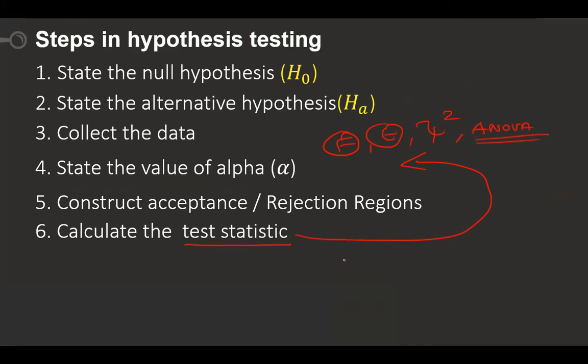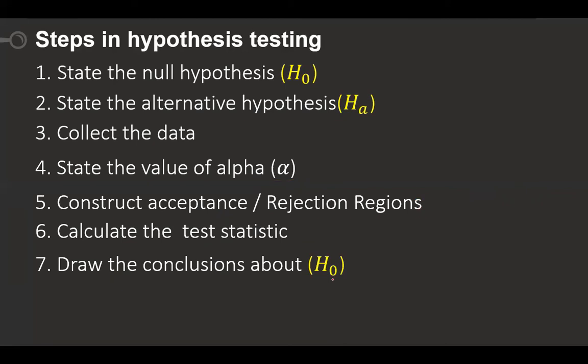Now when I calculate the value for a T test, it's called T calculated. When I do it for F, it is called F calculated. When I do it for chi-square, it's called chi-square calculated. That's what I have to do. Then I'm going to draw the conclusion about H0. Okay, we'll quickly move on to what these steps are.